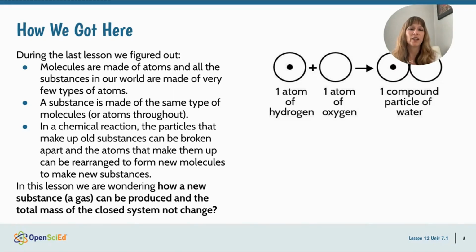In Lesson 11, we spent some time looking at Dalton's images of an atom, and we learned that a substance is made of the same type of molecules or atoms throughout, and that in a chemical reaction, the particles that make up old substances can be broken apart, and the atoms that make them up can be rearranged to make new substances, which got us to wondering, how can a new substance be made, especially when we're talking about the bath bomb?